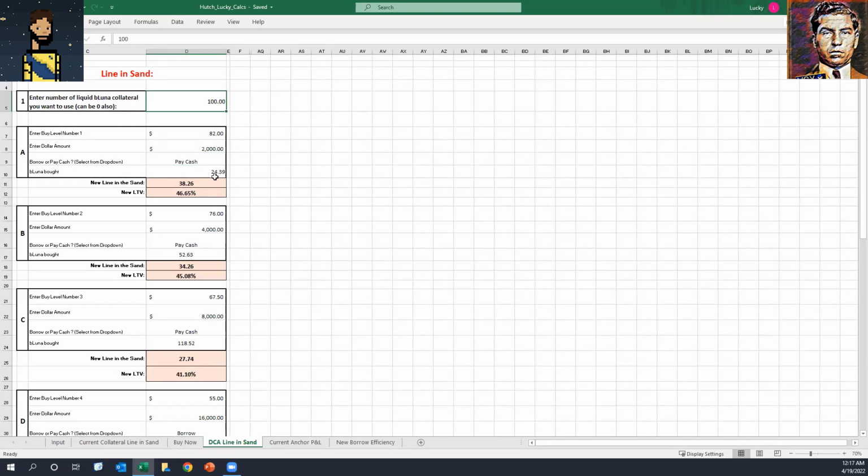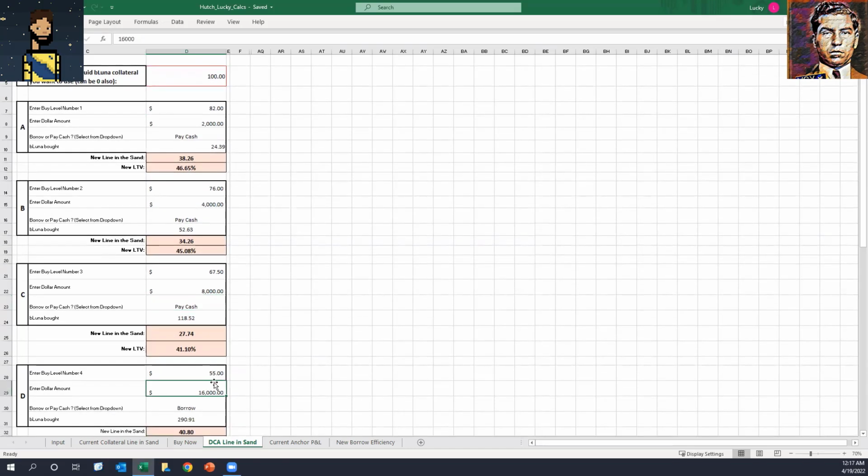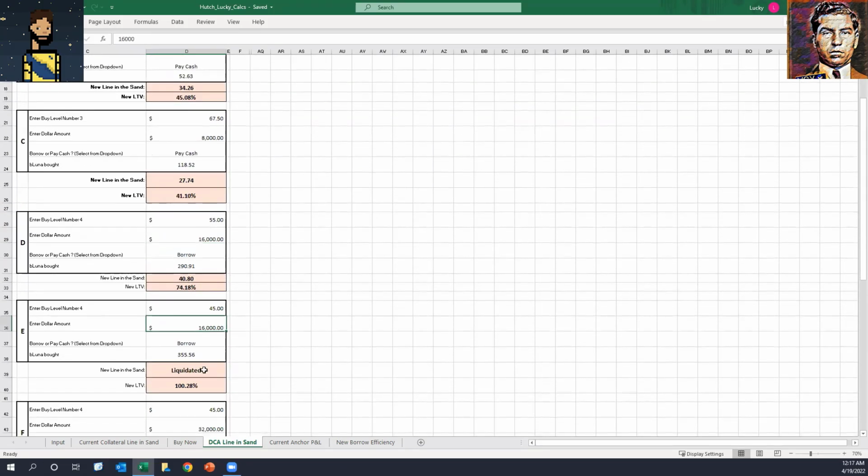So let's see. Let's go down to 2, 4, 8, 16. We borrowed. If I borrow again, I get liquidated. If I pay cash, I can bring that back down pretty significantly. There's so many iterations. There's so many options you can do now at this point. That's the beauty of it.